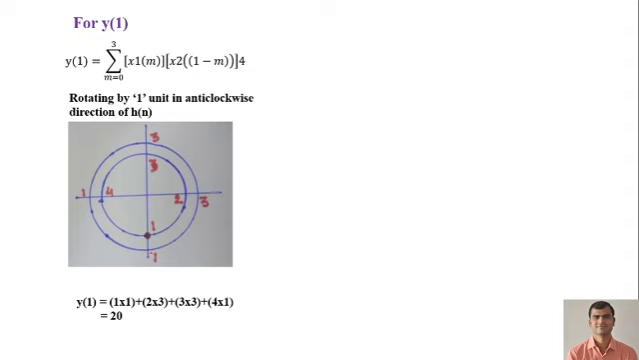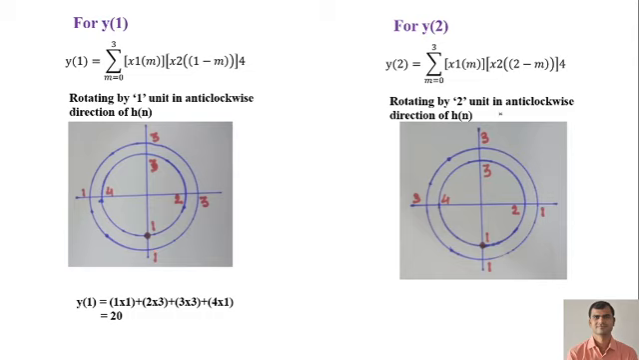Similarly for y of 2, again we have to rotate this sequence by 1 sample, because already we have done the rotation. If we are rotating by 2 samples, we have to rotate x2 of minus m. Here I am rotating by 1, because this sequence is already x2 of 1 minus m. So this 1 is shifted here, this 3 is shifted here, this 3 is shifted here, and this 1 is shifted here. So rotating by 1 unit, we will be getting the answer for y of 2 as 24.